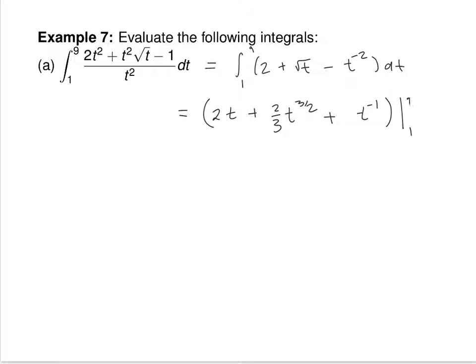The arithmetic here might get ugly. So that will be 18 plus 2/3 times, how about we just do 9 to the 3/2 right away? 27, okay. And then plus a 9th, does that make sense? And then minus 2 plus 2/3 plus 1, because 1 over 1 is just 1, right?